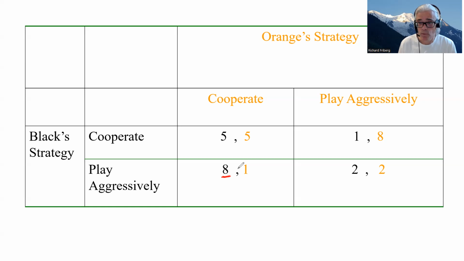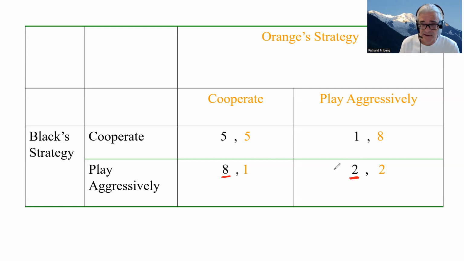We then continue. What if orange were to play aggressively? What would black do then? Well, black is again comparing the payoffs from cooperating, 1, to playing aggressively, which is 2. So 2 is greater than 1. So the payoff from playing aggressively is greater in this case. Okay, so we're now done with looking at the best responses for black.